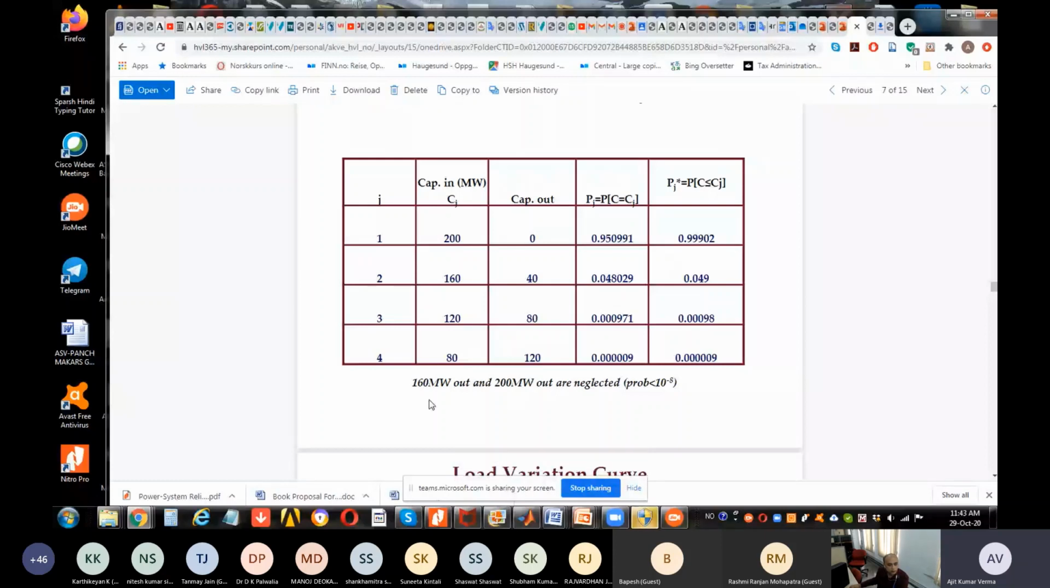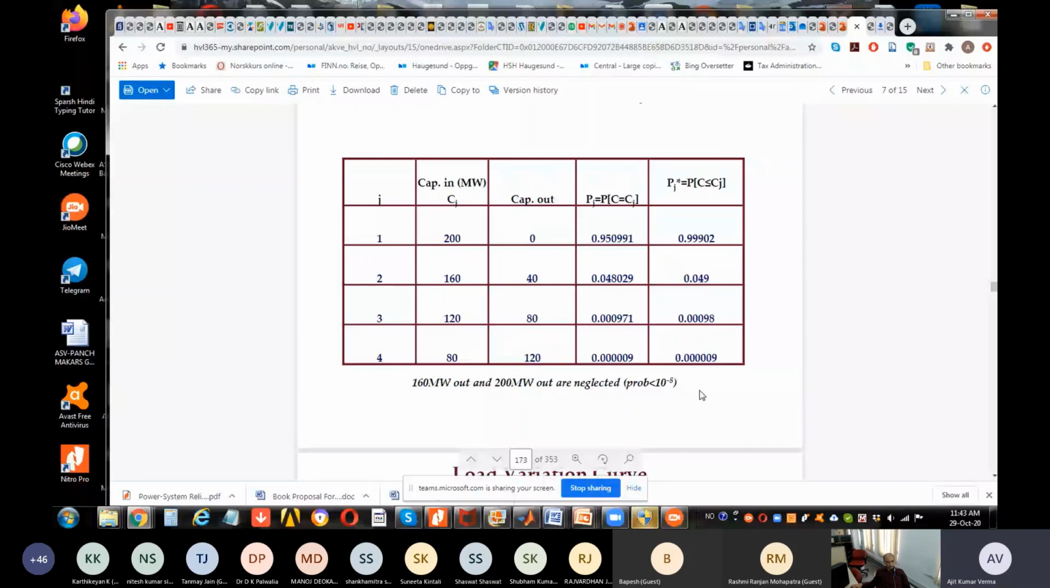You can consider them. It's not going to make any difference in the calculation of LOLP, because these probabilities would have to be multiplied by the load exceeding the capacity. So these probabilities are so low. Beyond 120 out, 160 and 200 out are 10 to the power minus 8 and so on. So it's not really going to make a difference, and therefore we have ignored it.